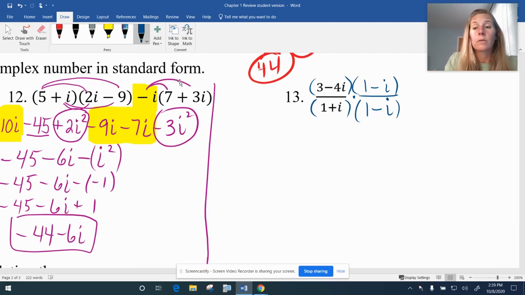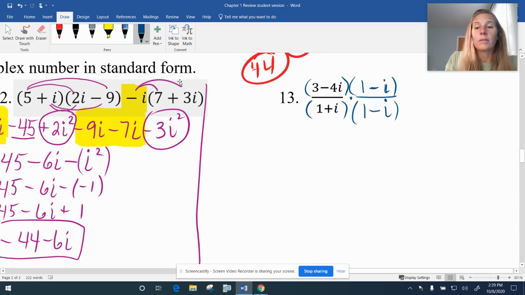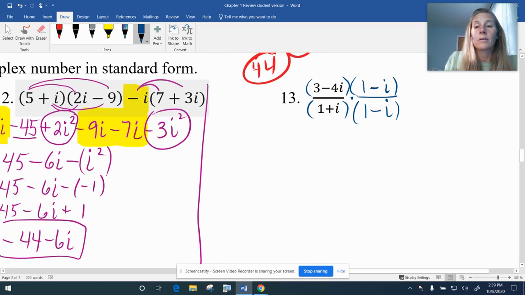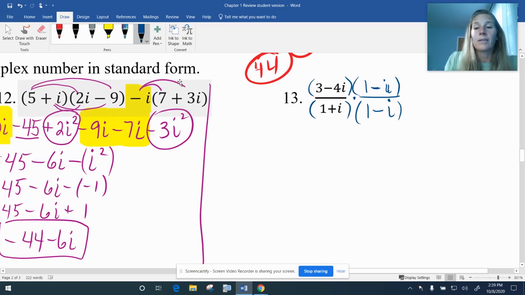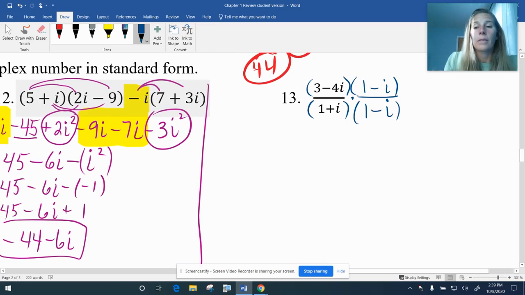Oops. Doesn't want to stay there. Oh my goodness, so crazy. Okay, so I'm just going to start writing then.